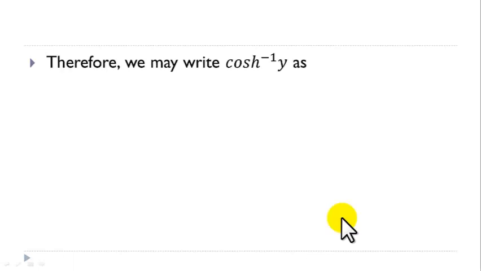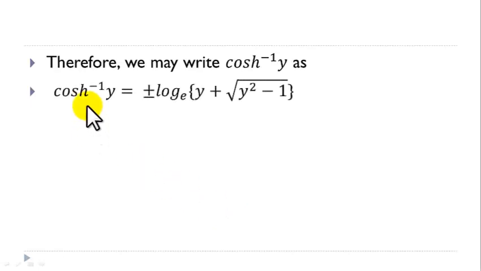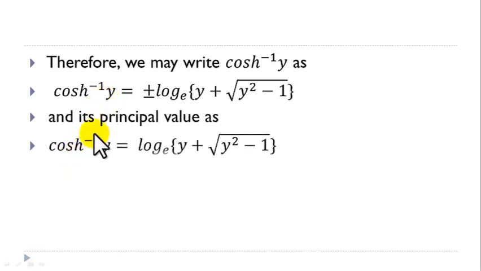So therefore, we may write arccosh y as follows. Arccosh y equals plus or minus the natural log of y plus the square root of y squared minus 1. And the principal value of this is arccosh y equals the natural log of y plus the square root of y squared minus 1.